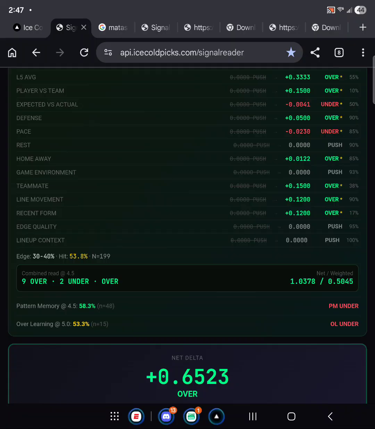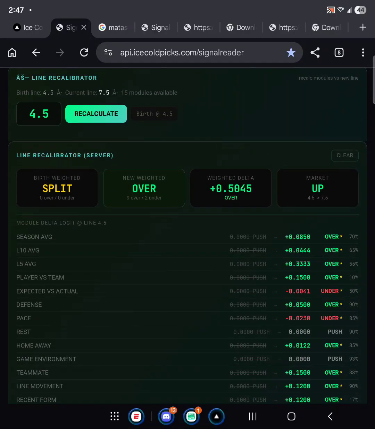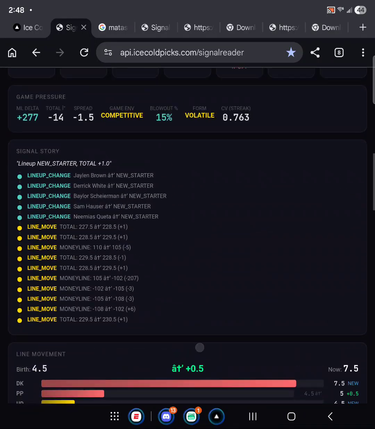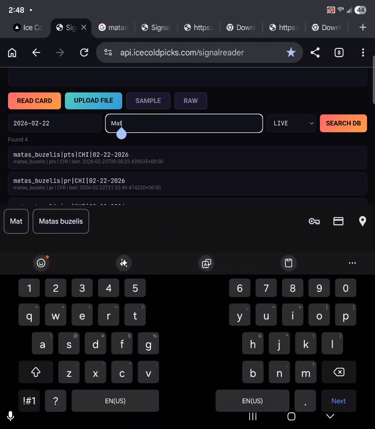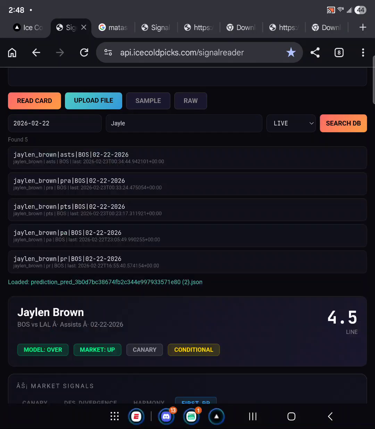You got edge quality, medium, pattern memory, high, over learning, medium. So this is actually different from the other one. So you got medium, high, medium. Medium, high, medium is a follow on my chart. So it's telling you to follow this direction. But the difference between premium, and this is the main thing, you really want to be able to search exactly who he is, because that is going to give you the current line on where the system is at.